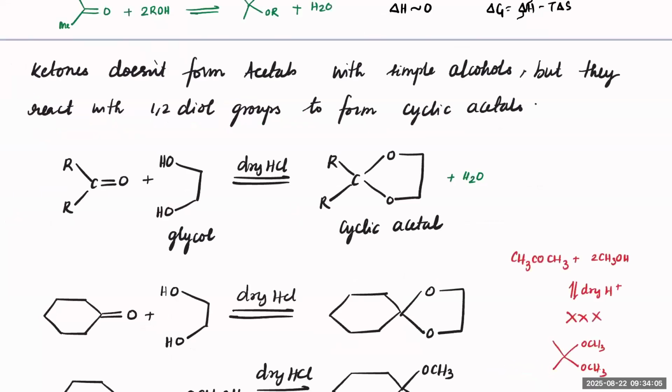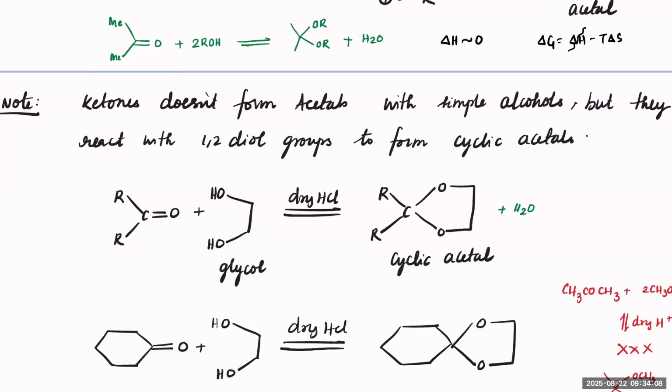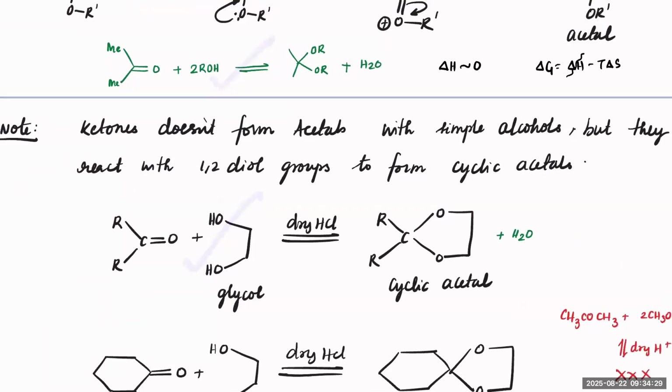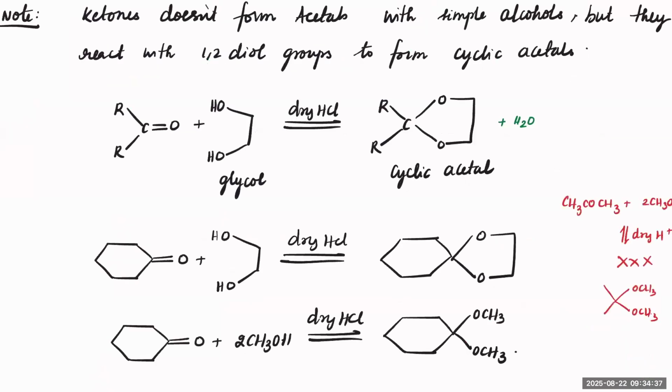Instead of taking 2 moles of alcohols, to account for that entropy factor, imagine I took a glycol. Glycol is only 1 mole, right? So I have 1 mole and 1 mole converting into 1 mole and 1 mole. So the entropy factor is also almost zero, correct? So if you compare this reaction versus this reaction, this is at least favorable in the forward direction to some extent, correct? So if you want to convert ketones into an acetal form, you better take a diol here.